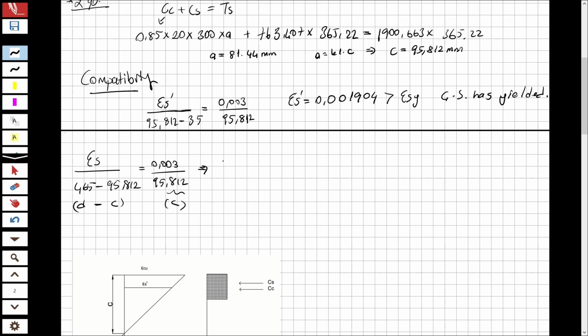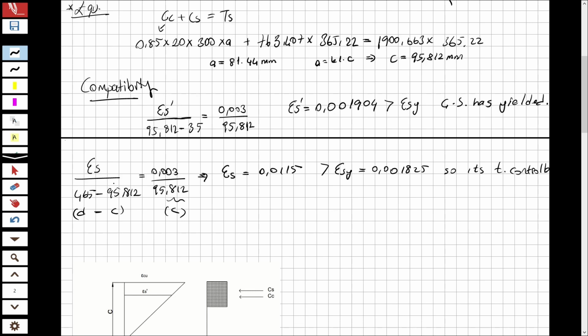From this equation, I'm going to obtain epsilon S 0.0115, and it is greater than epsilon SY, the yield point of the steel, 0.01825. So it is tension controlled. Okay, now the first part I solved, so let's solve the second part.